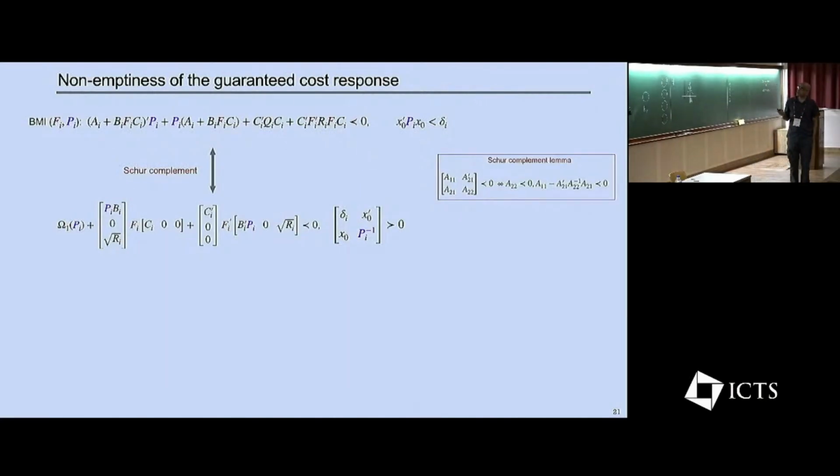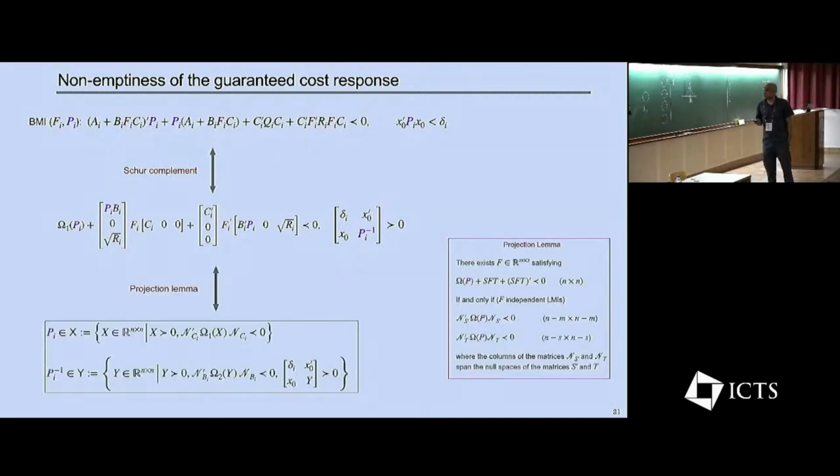So we can use a lemma called the Schur complement lemma and rewrite this inequality as follows. And the feasibility of this inequality in the variables Fi and Pi can now be written equivalently as feasibility of two matrix inequalities in one variable alone. This follows directly from a result called the projection lemma. What it says is, if I have a matrix inequality in these two variables P and F, I can equivalently write its feasibility as feasibility of two inequalities in one variable alone.